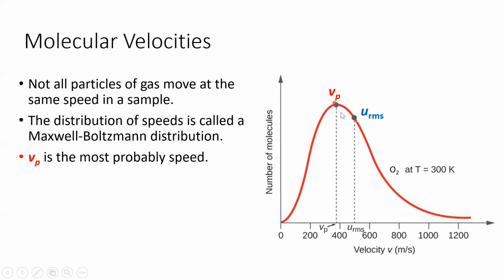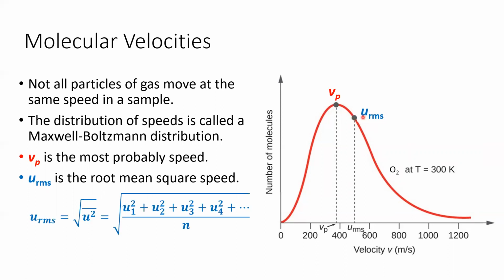And VP is the most probable velocity, meaning that most of the molecules in a sample are going to have this velocity here. Very few of them would have a small velocity or a very large velocity. The probability that the gases are going to be moving at a particular velocity, this is the highest probability. Here we have what's called the root mean square speed, or the root mean square velocity. And this is essentially telling us their average velocity.